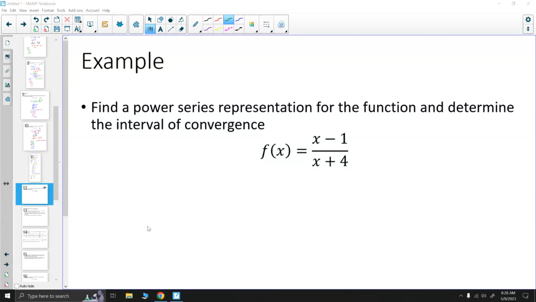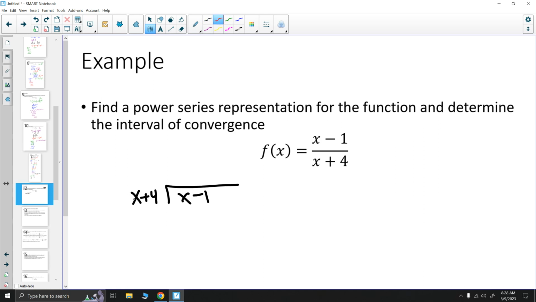Okay, so now let's take a look at this one here. We have f of x is equal to x minus 1 over x plus 4. So in this one here, we can't use partial fraction decomposition because the numerator has the same power as the denominator, or greater. So we have to start with some division. So that means that x plus 4 is divided into x minus 1.